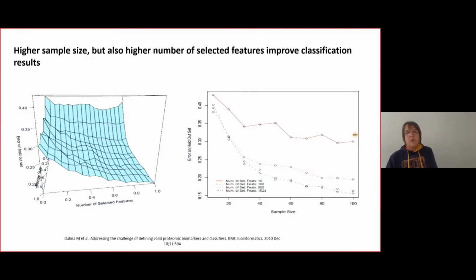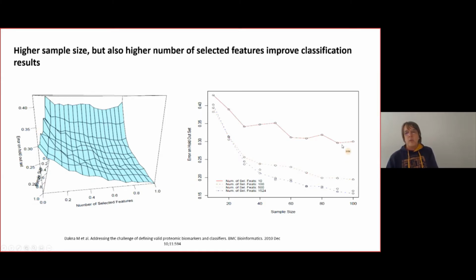male or female. What we see here on the left-hand side is the number of selected features, up to using all features in the sample, and from the back to the front, the number of observations, and here is the error in the independent test set, the holdout set. As you can see, the more samples we use from back to front and the more features we use, the lower the error in the holdout set.